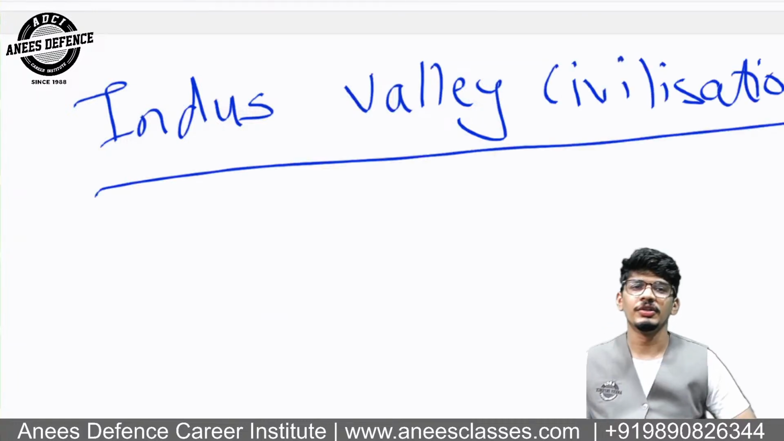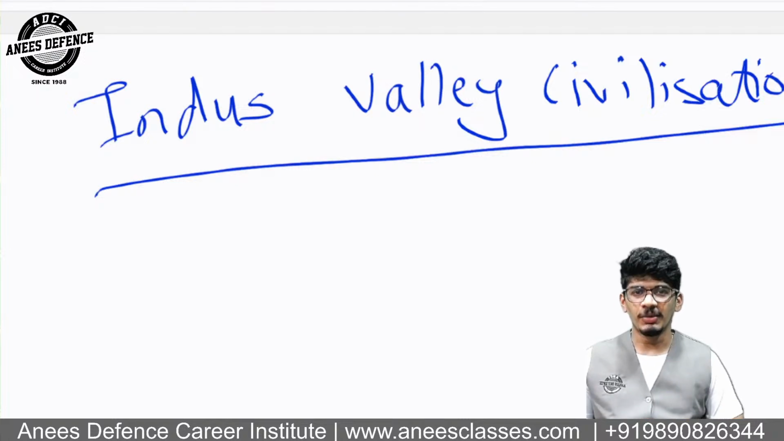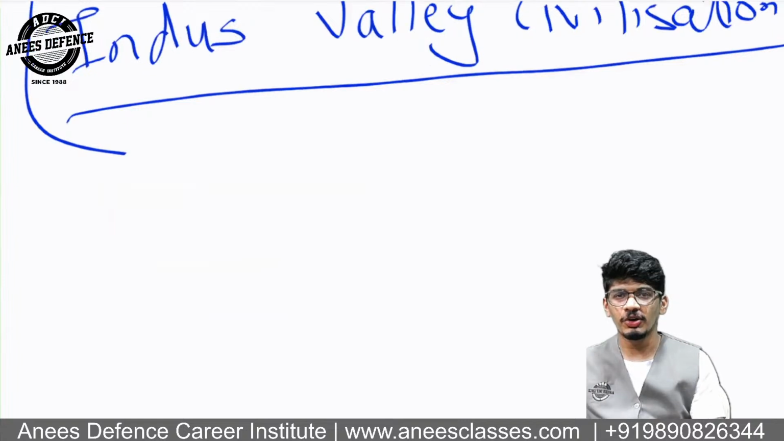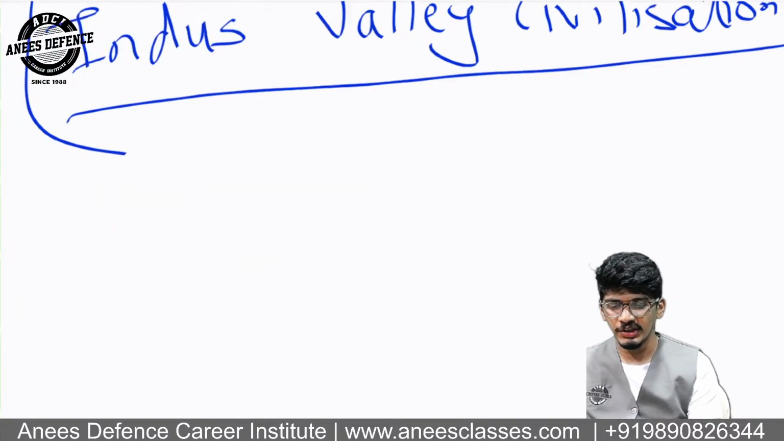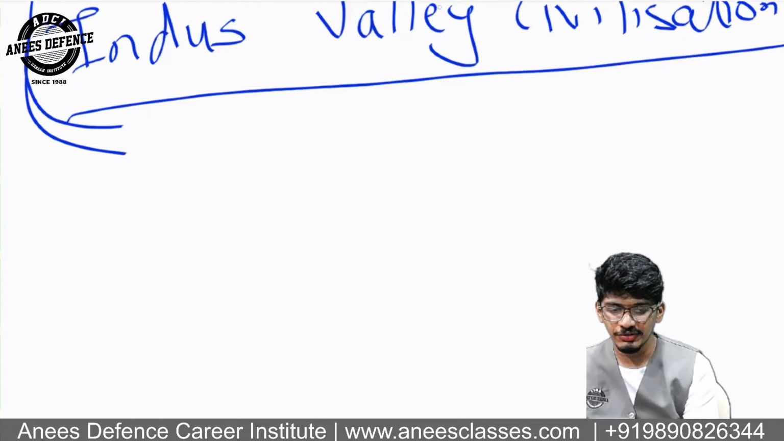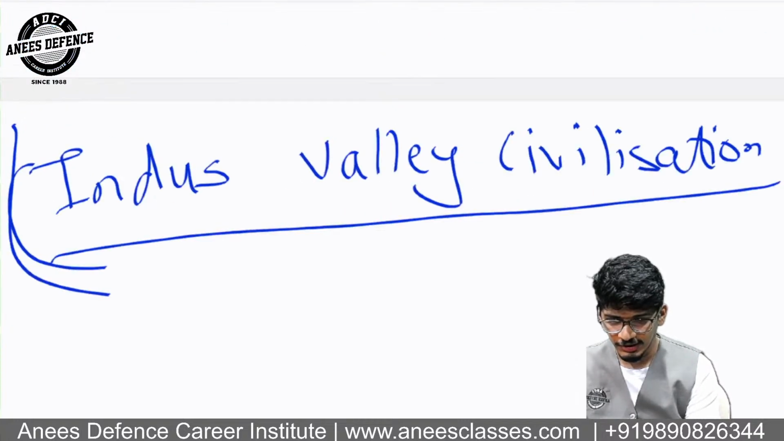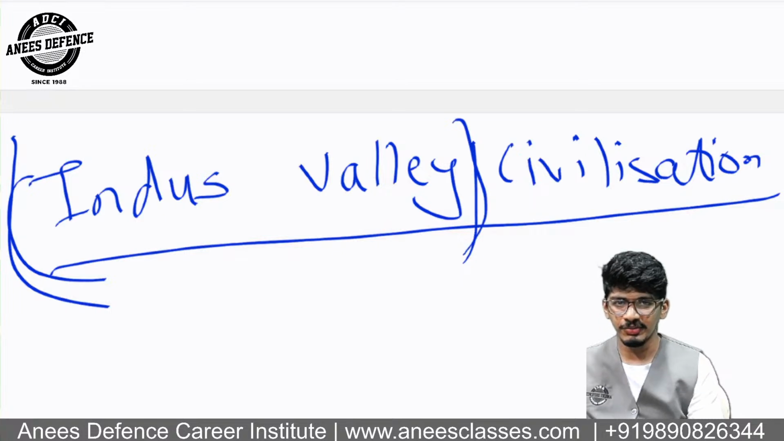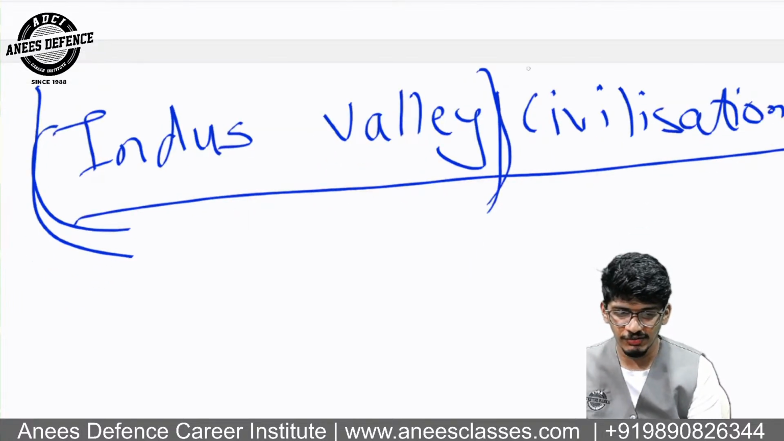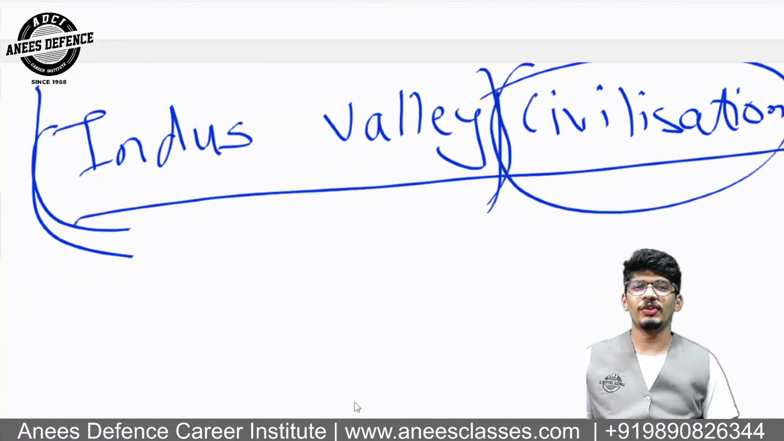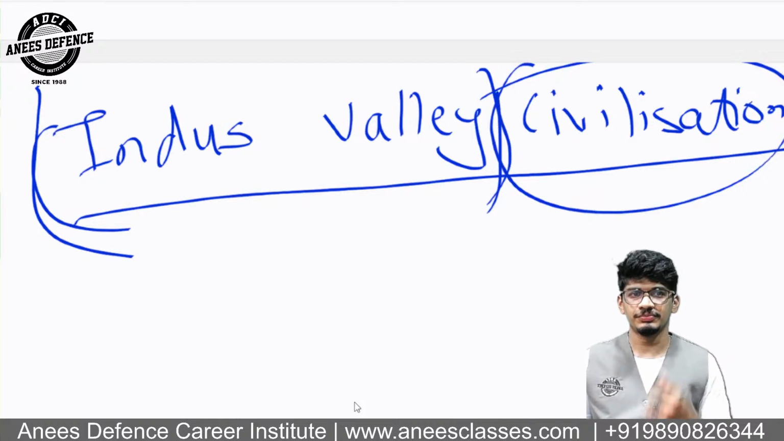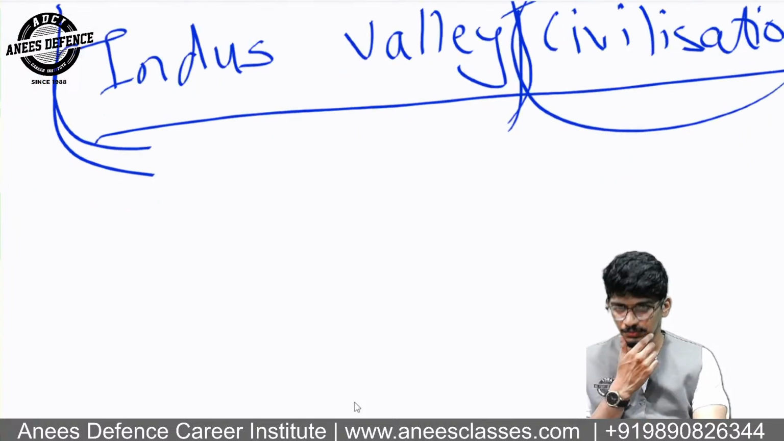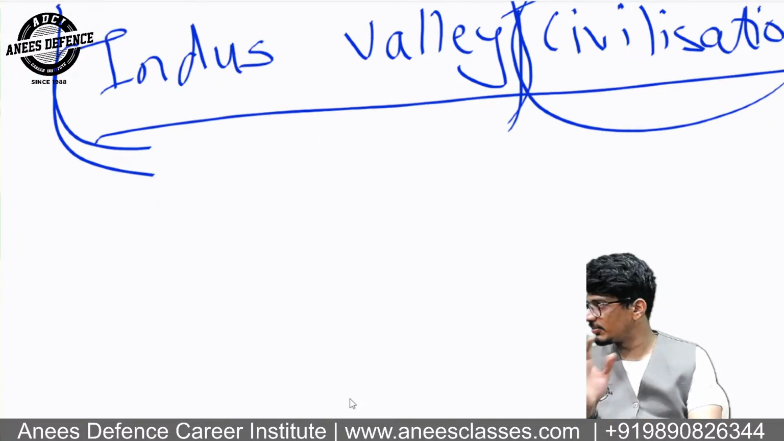Indus Valley civilization. You must have heard, what is in a name? Everything is in a name. So you should be very proud of your name. Indus Valley civilization. Now Indus Valley means the sites of this place were located near the Indus and its tributaries, the Indus Valley. And civilization means an advanced phase of development.